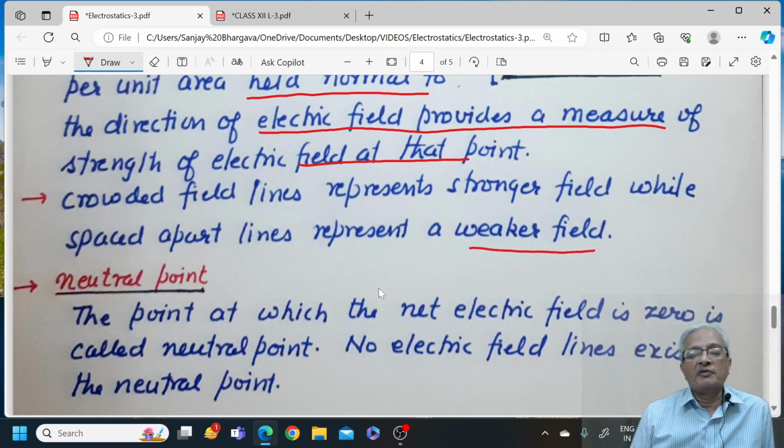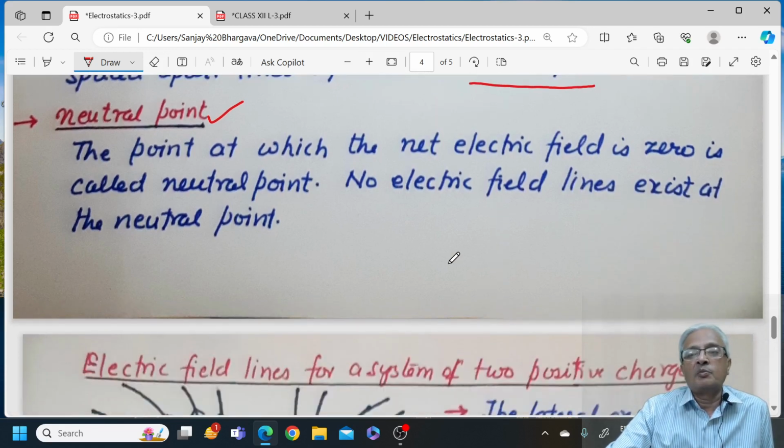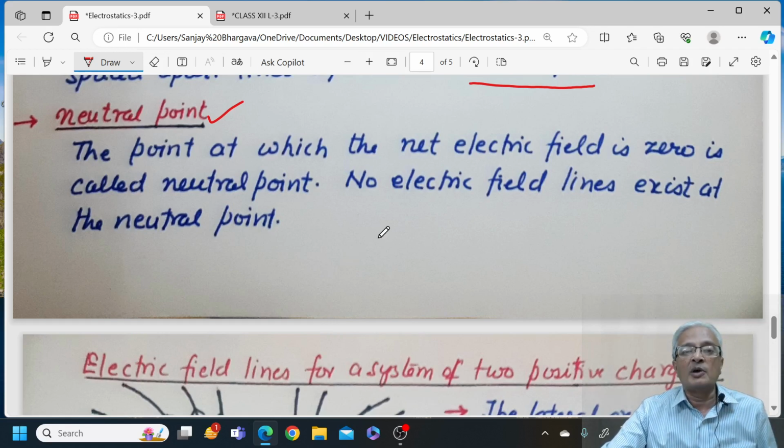Now what is a neutral point? The point at which the net electric field becomes zero is called a neutral point. So if the net electric field is zero at a point, then that point would be called a neutral point. And no electric field lines are supposed to exist at the neutral point. So at the neutral point, the net electric field is zero. It does not mean that electric field is not there. It just says the sum of the electric field at that point would come out to be zero.